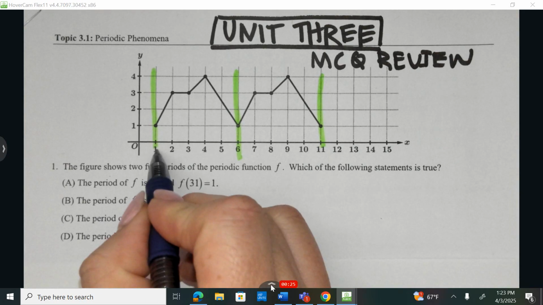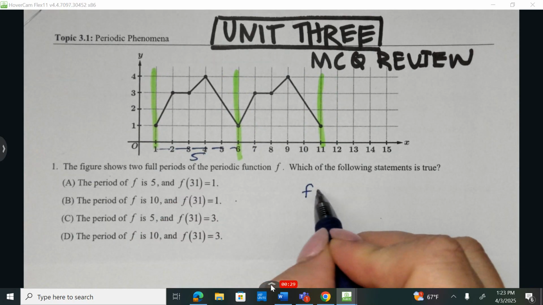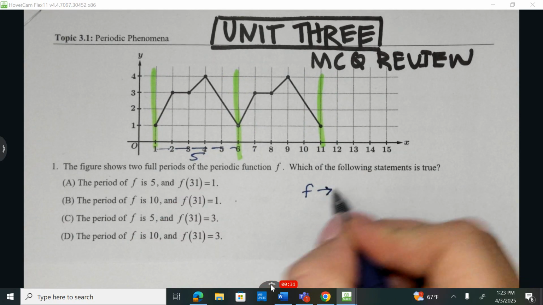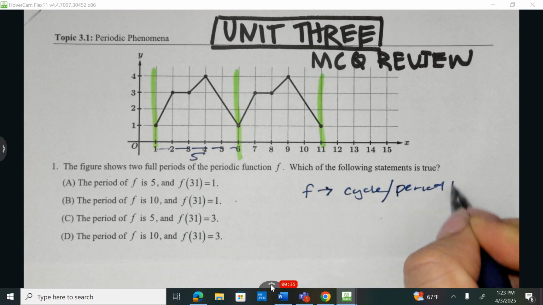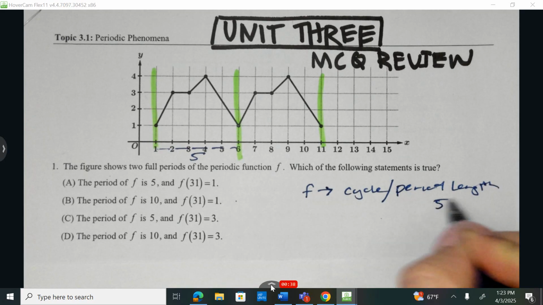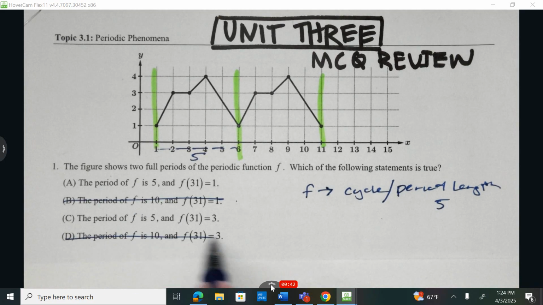And so I can see that 1, 2, 3, 4, 5. So a cycle is 5. So I know f is going to have a period length of 5. So let's look here. Period of 5, 10. It's so important that we're able to cancel out options that are not true.